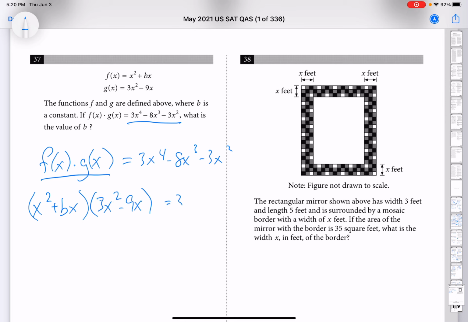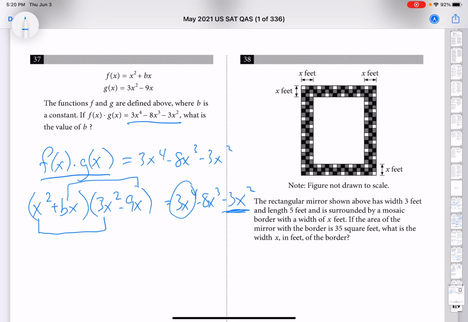And that will be equal to 3x to the 4th minus ax third minus 3x squared. Okay, so one trick that you guys can do here: these first two terms, if they multiply together, will be equal to the first term. And then these last two terms multiplied together should be equal to this last term.